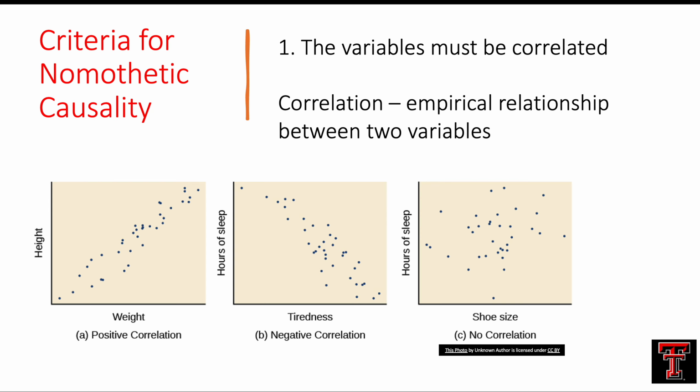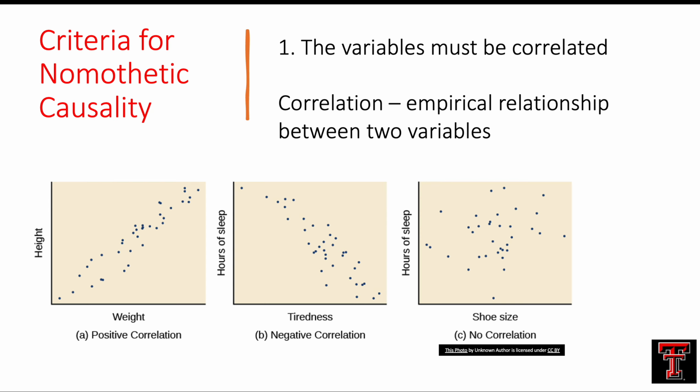So the first is that the variables must be correlated. Correlated means that there is a relationship between two variables. So when one increases, the other one increases, or when one increases, the other one decreases. So here we have these little pictures. The first one here on the left, height and weight, has a positive correlation. So generally, the taller people are, the more that they weigh. Hours of sleep and tiredness tend to have a negative correlation. So those who sleep longer are less tired.